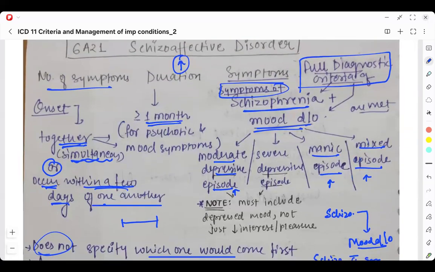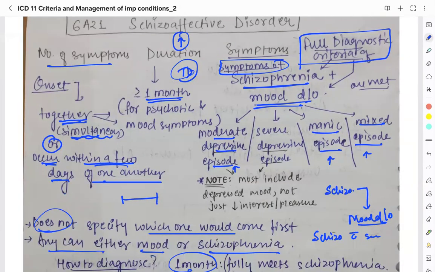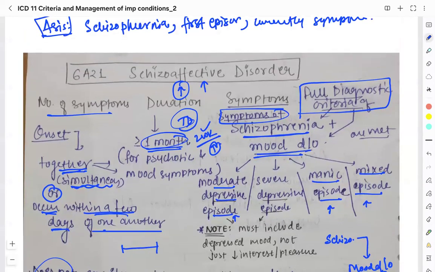So can anyone tell me, for a mood disorder, let's say for a depressive episode, what is the total duration that needs to be met for a person to be considered as having a depressive episode? 2 weeks of persistent pervasive symptoms. Yes, that's correct. So it is 2 weeks. But for schizophrenia, we need to have 1 month. So that is why for schizoaffective disorder, at least 1 month duration needs to be there, because we need to meet the full criteria of schizophrenia as well.